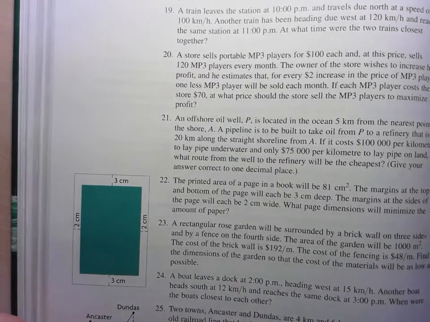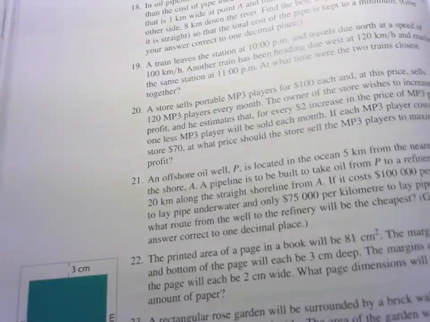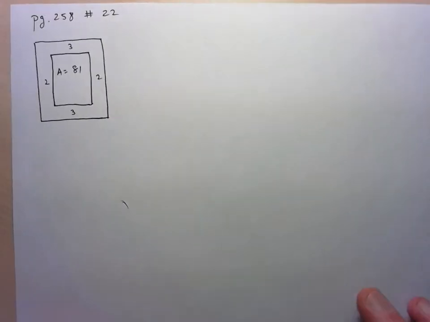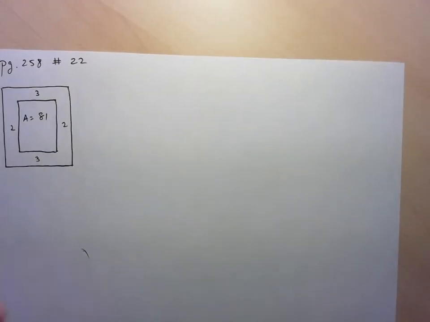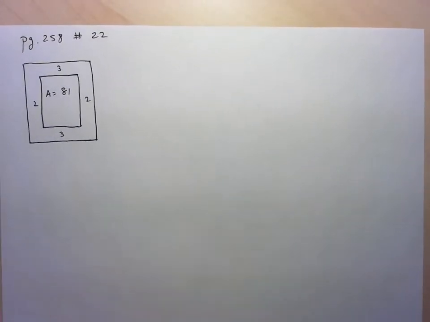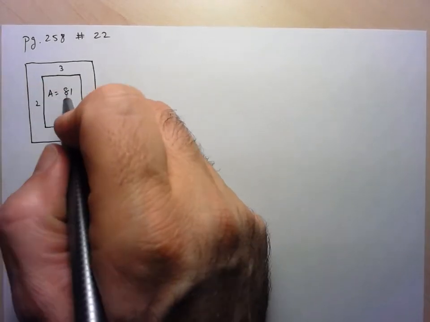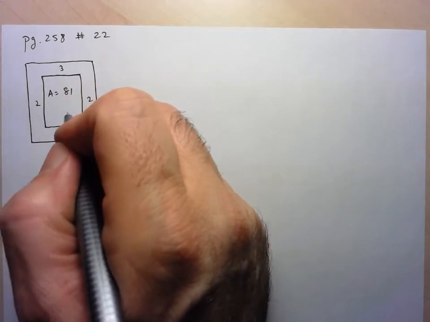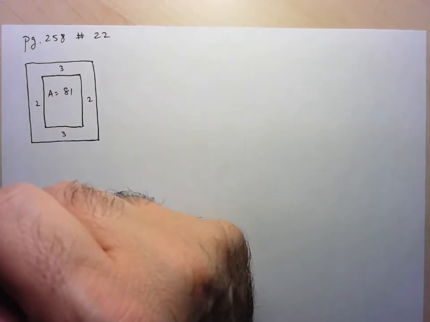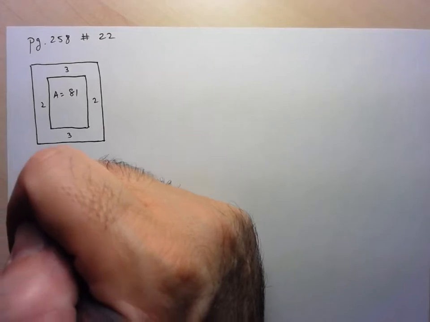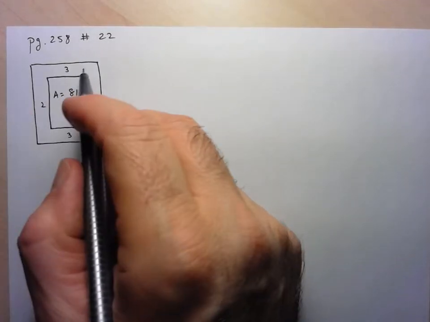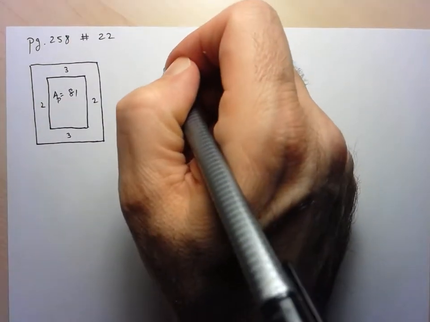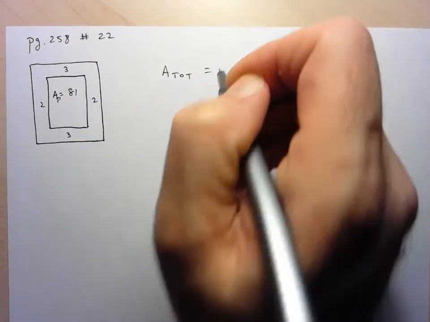Okay, so let's start by setting up our diagram, which I've actually started here. This is just what they've set up for us, and they've told us that this area is equal to 81 centimeters squared, which is just the printed portion. It doesn't include the margins. Okay, so what we need to minimize is the amount of paper used, so the area of the whole. So we'll call this area printed, and here we'll call what I'm trying to minimize the total area.